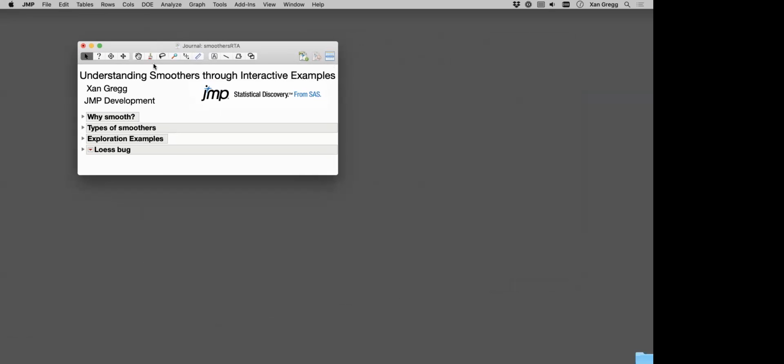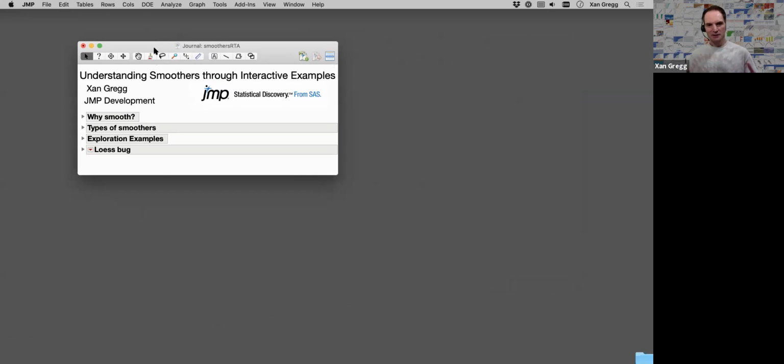Okay, all right, so I'm going to be running JMP, with this little JMP journal for collecting some things. JMP, if you're not familiar, is a desktop interactive statistical visualization software from SAS. It runs on Mac and Windows. I wanted to share some thoughts on my favorite graph type, which is a smoother, and do that with some interactive examples to try to understand the pros and cons between different types of smoothers.